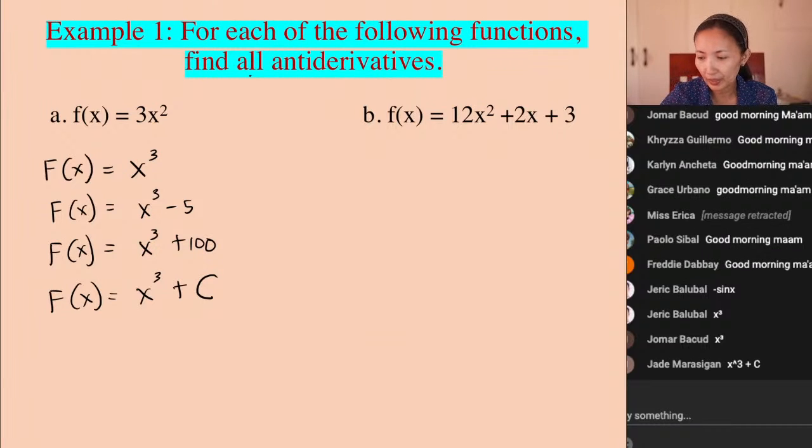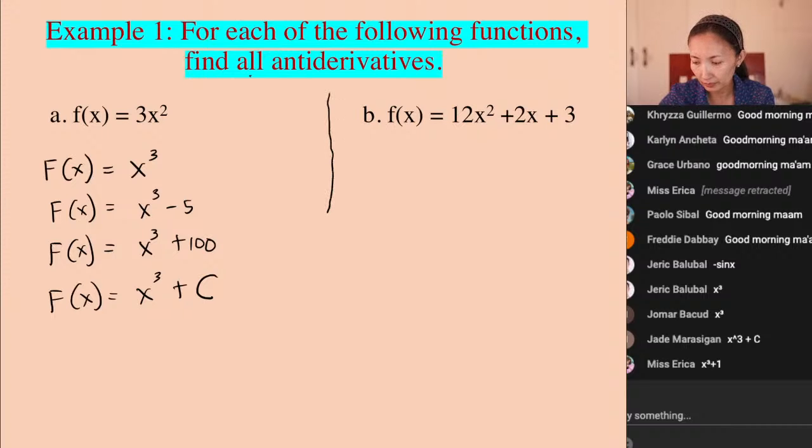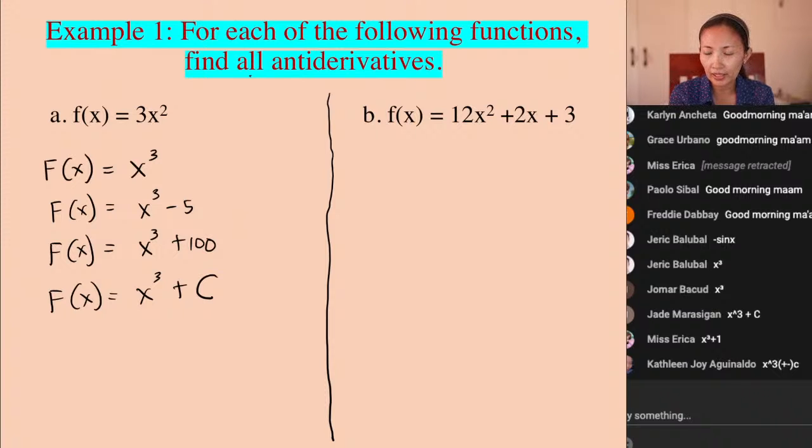How about letter B? Can you identify the function whose derivative is 12x squared plus 2x plus 3? Anyone? F(x) equal to 4x cubed plus x squared plus 3x. Kathleen and Jade, Jomar and Jeric answered correctly. Again, may we use capital letter F to mean antiderivative? For 12x squared?